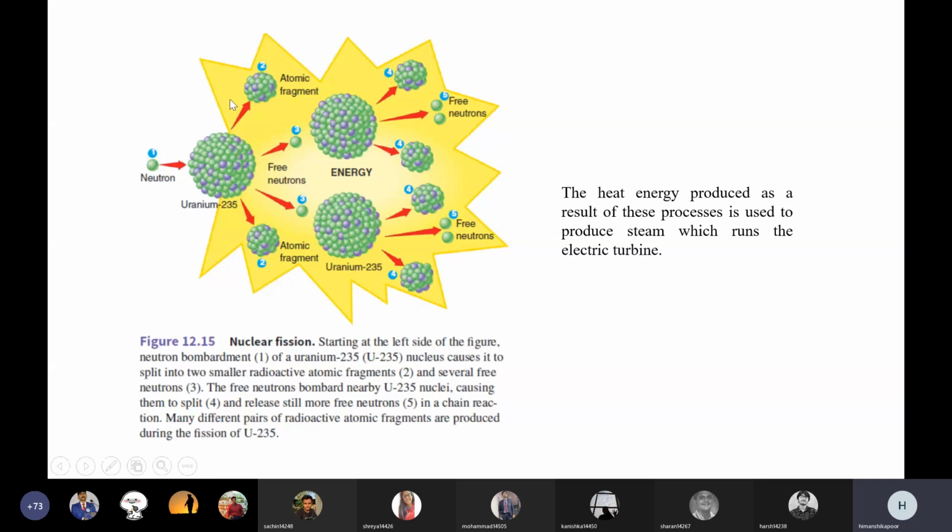We have to use it. It is a very clean fuel, it is environmentally friendly, but there are equal risks associated with it. Whatever reactor we design, we have to control it very efficiently. This is the major drawback with using nuclear energy. Whatever energy we generate is used to produce steam, which runs the electric turbine, and we generate electricity, which is spread through the grids.